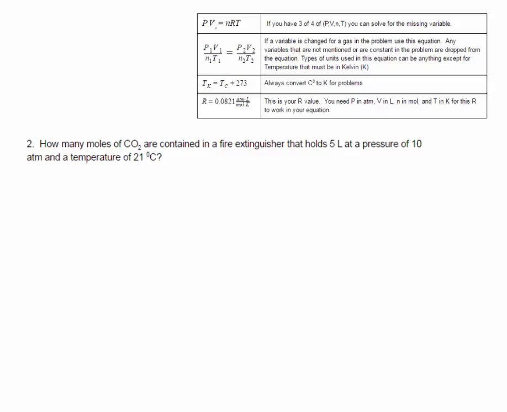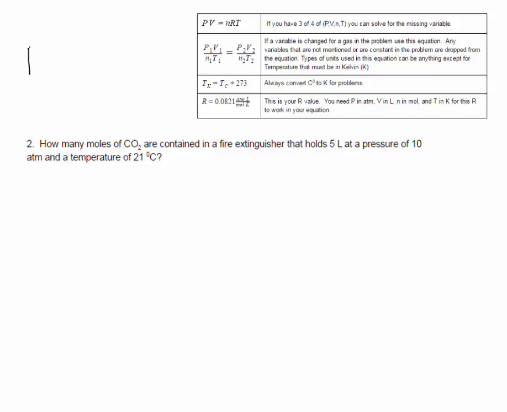So the way you distinguish between these two is if your problem has one of the values, for instance 5 liters, then later in the problem they say it changed to 10 liters or 7 liters or something like that. But if none of the values for each variable change, then that's your indicator that it's going to be PV equals nRT alone, and that is the case in this problem.